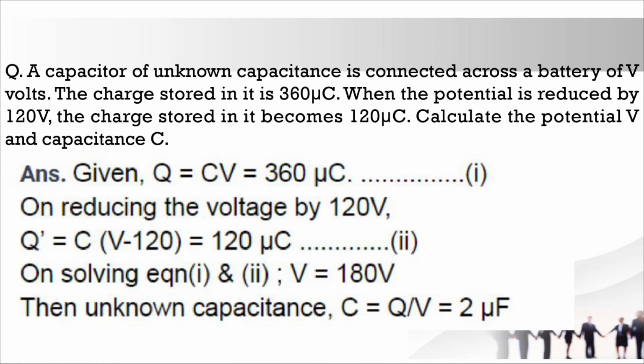A capacitor of unknown capacitance is connected across a battery of V volt. The charge stored in it is 360 microC. When potential is reduced by 120 volt, the charge stored in it becomes 120 microC. Calculate the V and capacitance C.